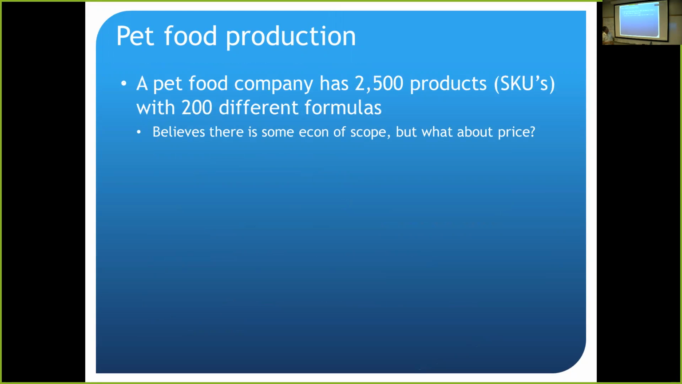So, a pet food company has 2,500 products with 200 different formulas. This is a true story, right? And I can believe it.